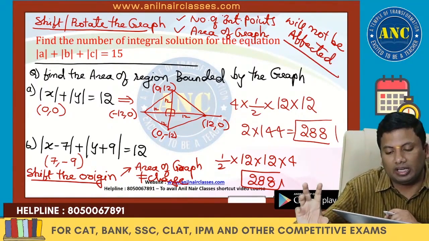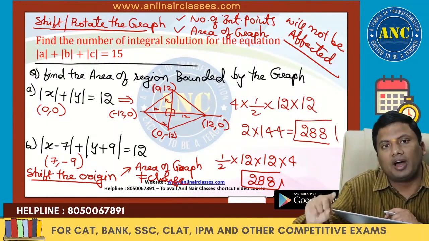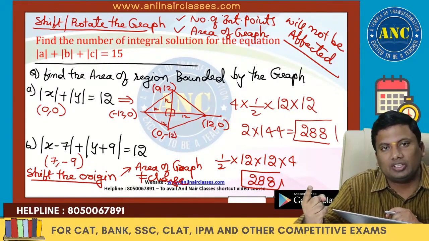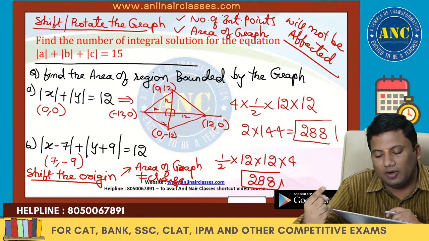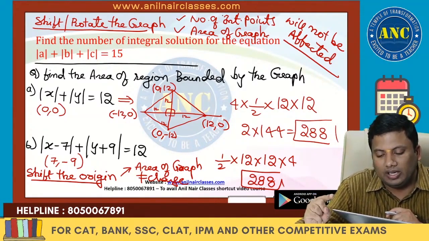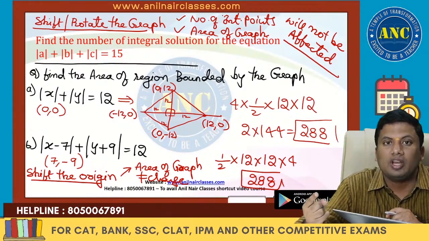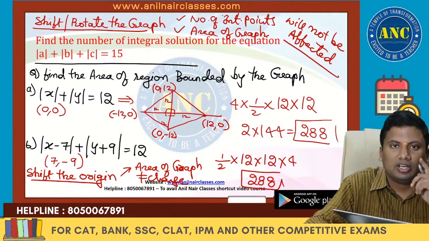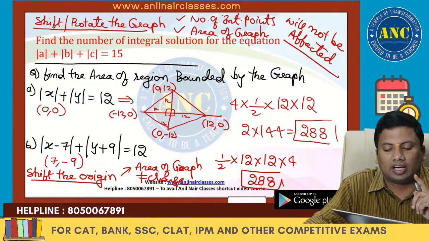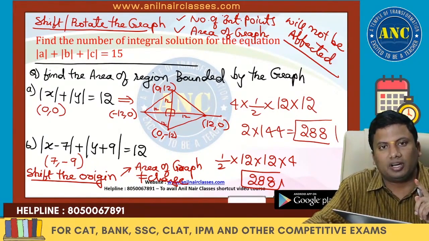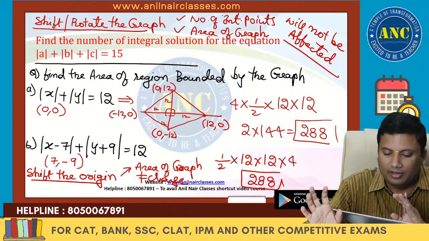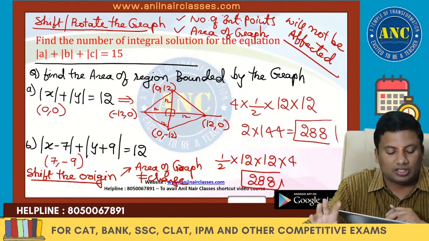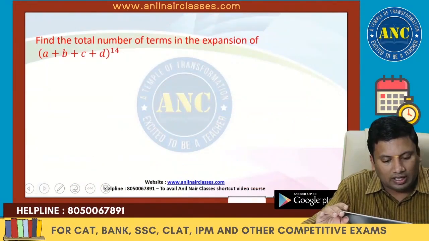If you shift the graph or rotate the graph, the values of the coordinates might change, which is x plus x dash, y plus y dash, or x equals x cos theta minus y sin theta, y equals x sin theta plus y cos theta. But shifting or rotating the graph, the number of integral points will not change and the area of the graph will not change. I hope it is clear. Now let us write one concept. Please write down.